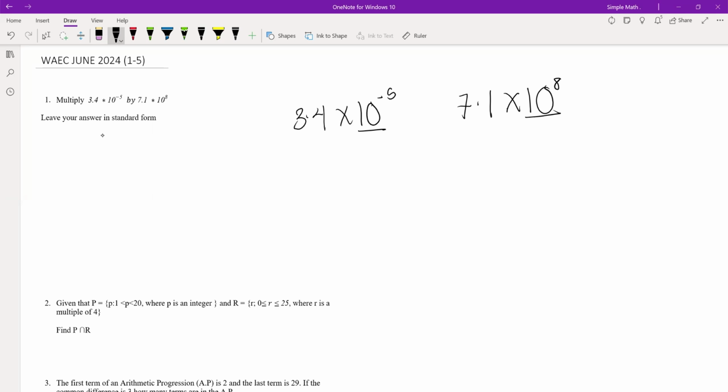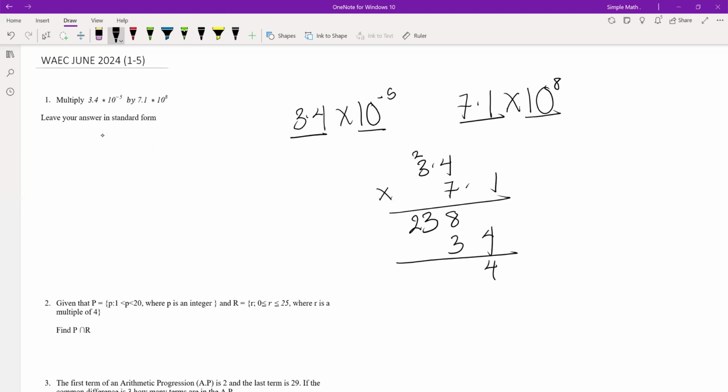Now let's focus on 3.4 and 7.1. We multiply them together. 4 times 7 is 28, so we have 8 here, bring 2. 3 times 7 is 21 plus 2, that is 23. Then 1 times 4 is 4, and 1 times 3 is 3. So add everything together. This is 4, 11, 4, 2. So right now we have 2, 4, 1, 4.